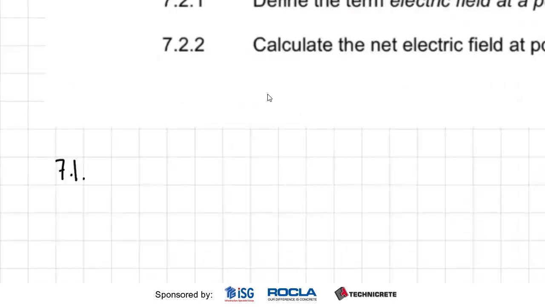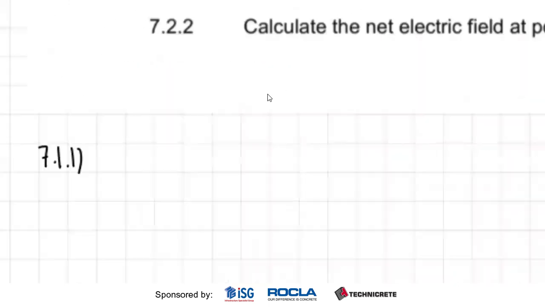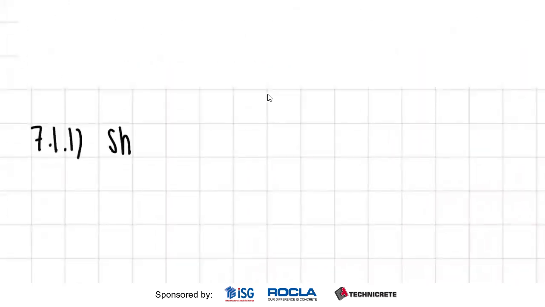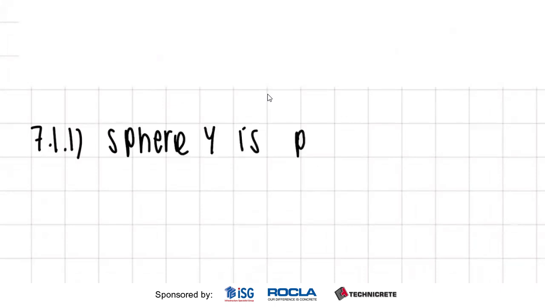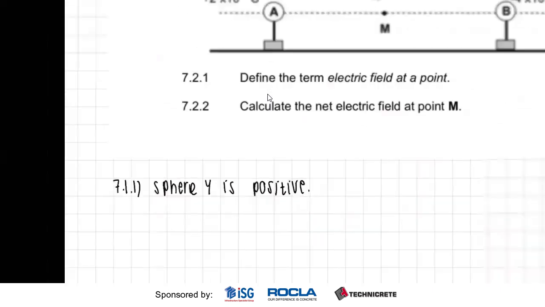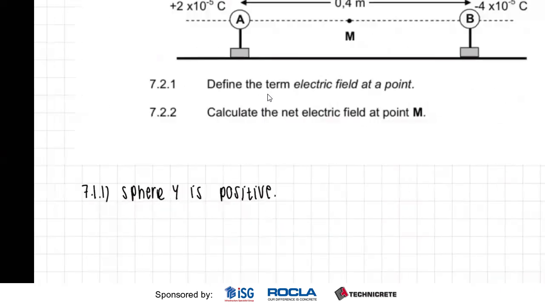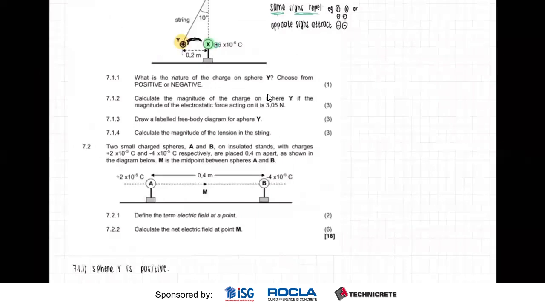So our answer for question 7.1.1 is that sphere Y is positive. And if you had to give a reason for it, you would say that sphere Y is positive because sphere X is positive and they are repelling each other. The same signs repel each other and opposite signs attract one another.